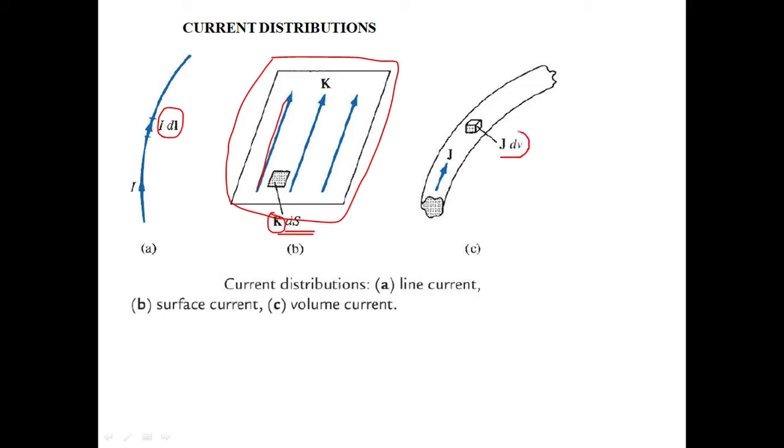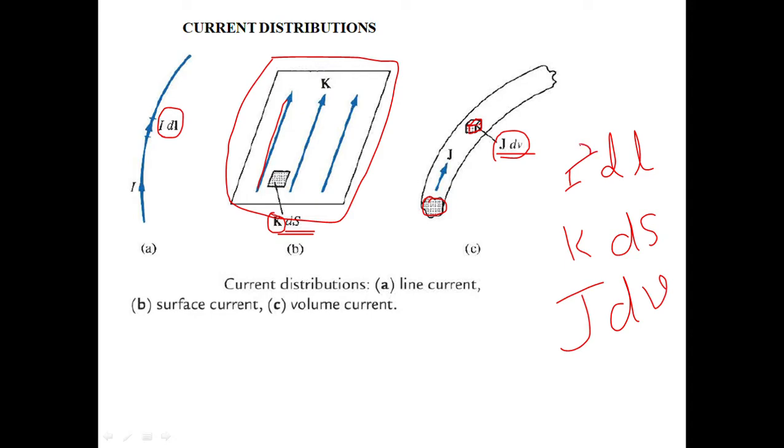And J dV is for volume. If you have a conductor like this of some cross section, and you want to know the current, then the volume current in this particular volume is given by the J vector into dV. So what you have to remember is I dl is for line current, K ds is for surface current, and J dV is for volume current. This terminology is important. It is the same thing we discussed in the second module for charge distributions.